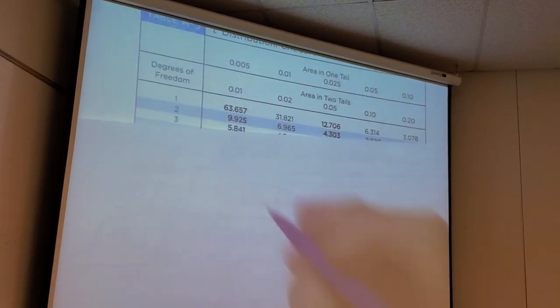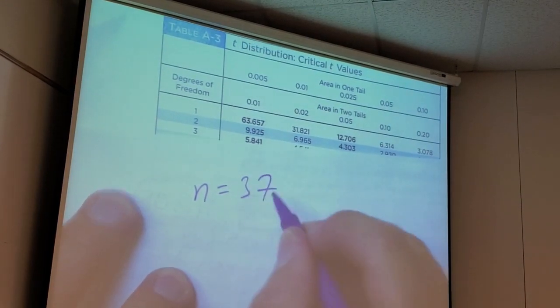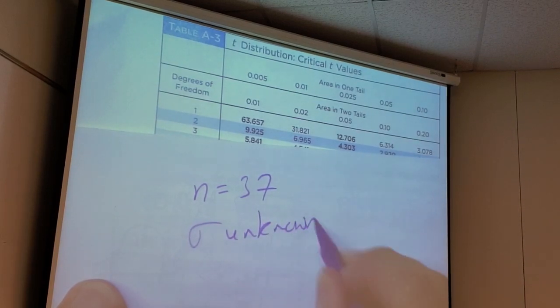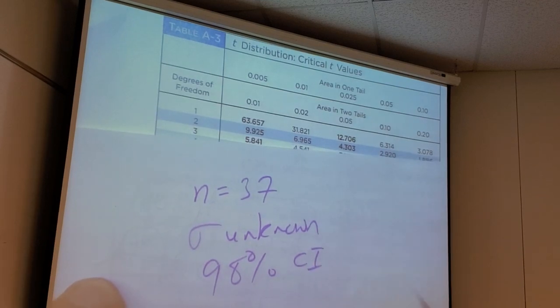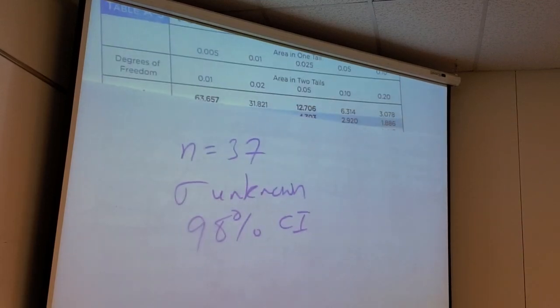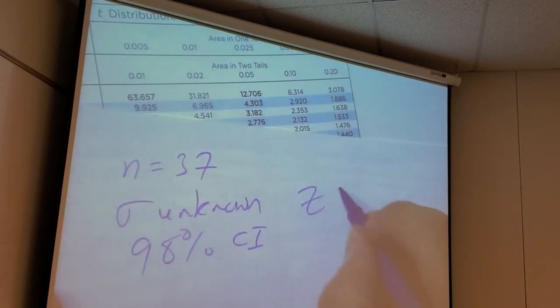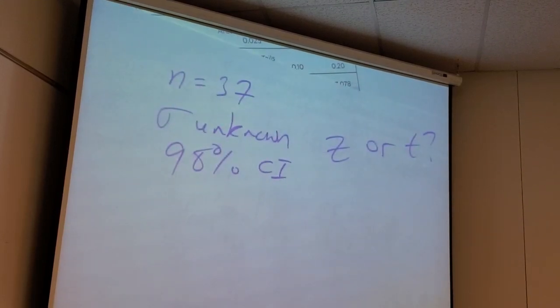So let's say I have a situation where n is 37, sigma unknown, and I want to make a 98% confidence interval. My first question is, what do we use? Z or T? T. Why do we use T?